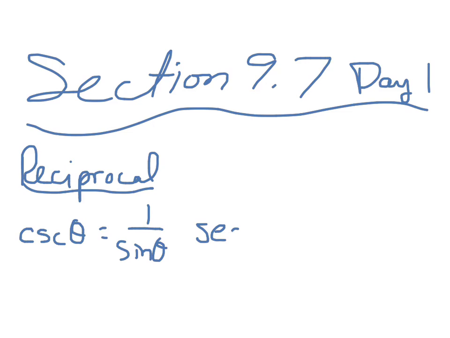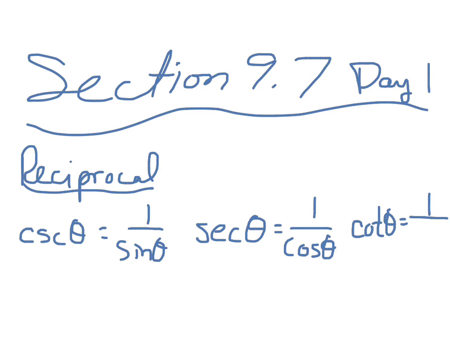Secant. What's the secant the reciprocal of? Cosine. And the last one of the big 3, cotangent, is the reciprocal of the tangent.